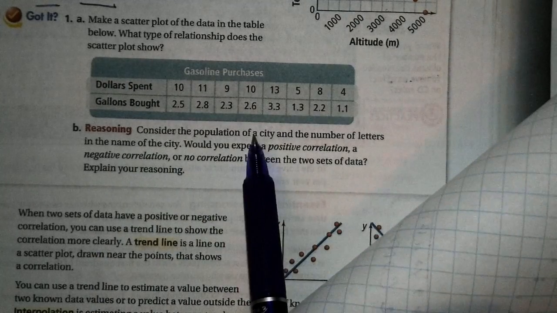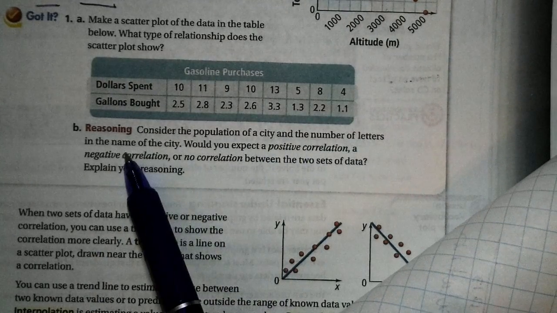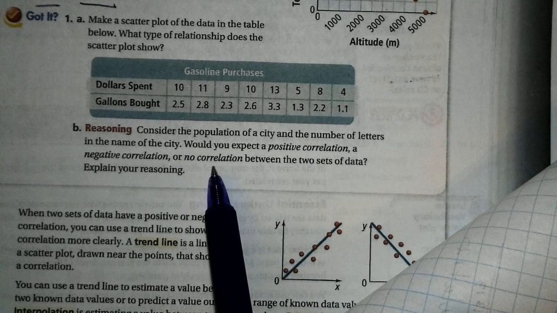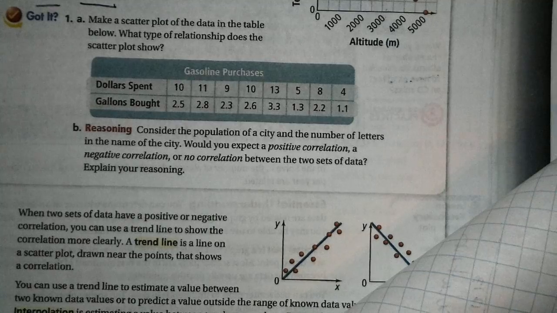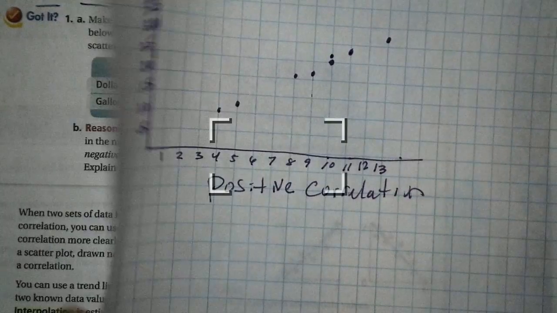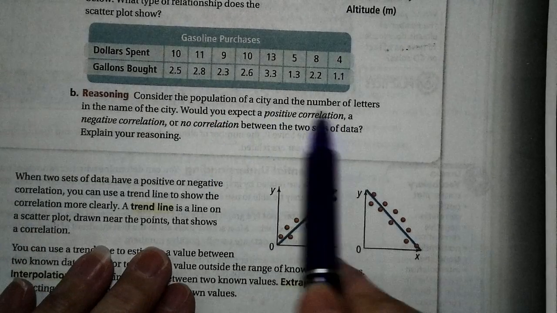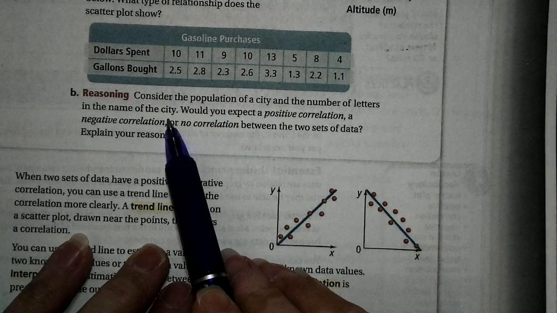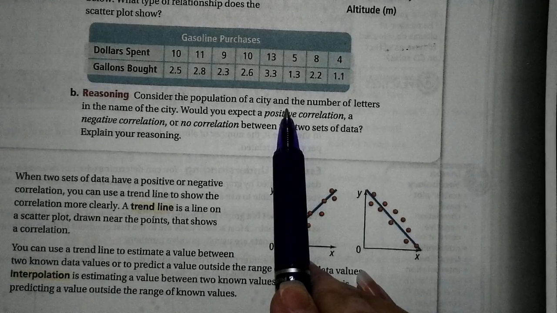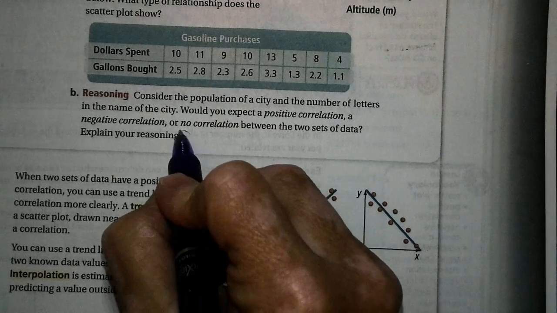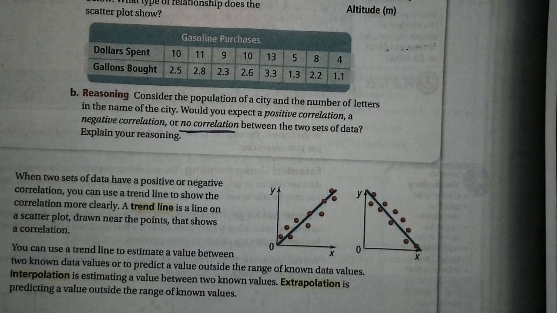It says consider the population of a city and the number of letters in the name of the city. Would you expect a positive correlation, a negative correlation, or no correlation? Well, what does population have to do with the number of letters in the name? So we're going to say this is probably no correlation. It doesn't even relate to each other. Okay? All right, so moving on.